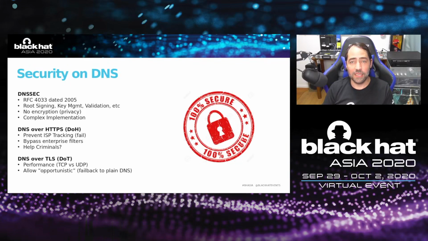Then we have DNS over HTTPS, DoH, actually called. The idea was to encrypt the client traffic so the ISP cannot track, but ISPs are still able to track you anyway. It's also used to bypass enterprise filters and companies, and also helps criminals hide stuff in it. Then we have DNS over TLS, which of course is TCP traffic, so performance is a bit different than UDP, and we lose performance, as there's a lot more caching going on with UDP, right? And we also got something called opportunistic, which is basically a way to fail back from DNS over TLS to plain DNS. So that's another thing to explore.